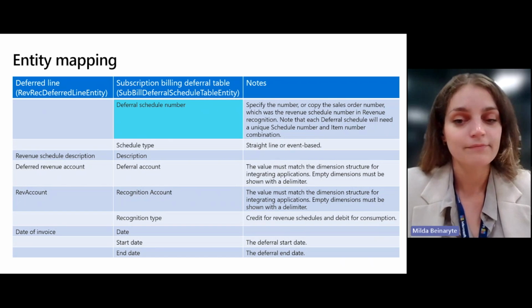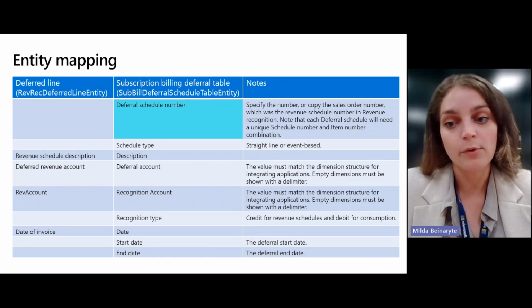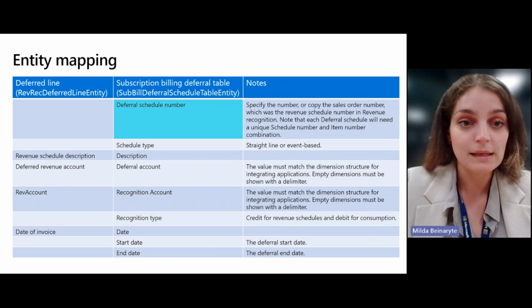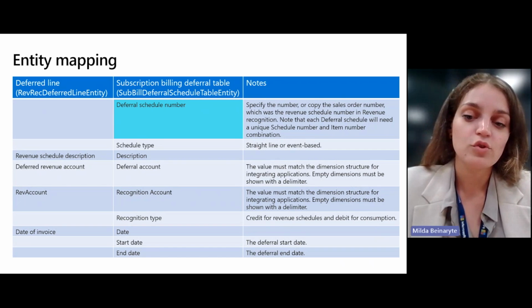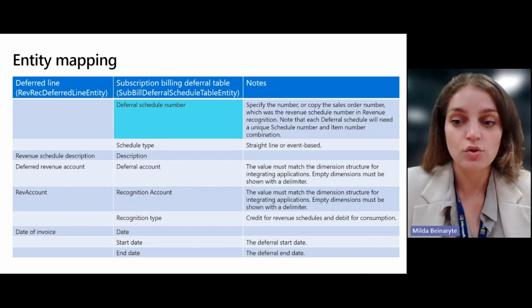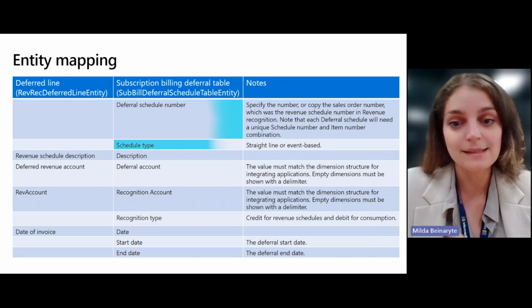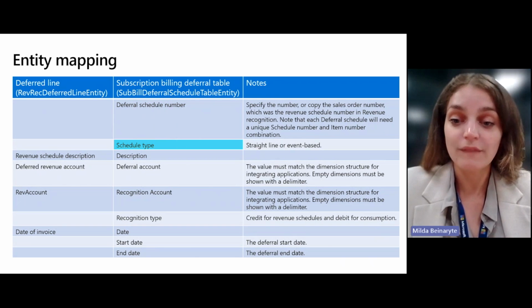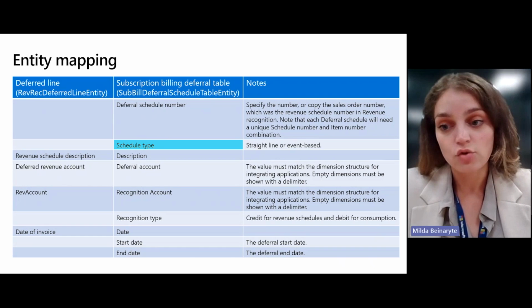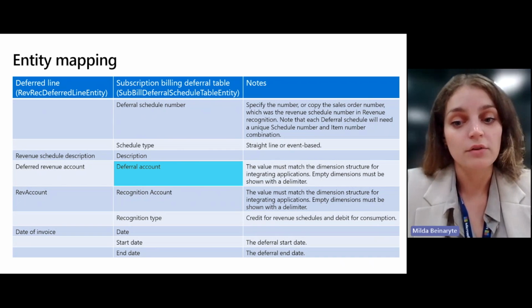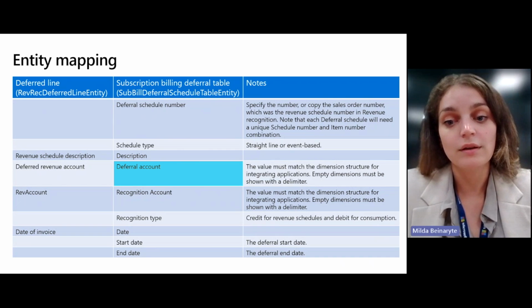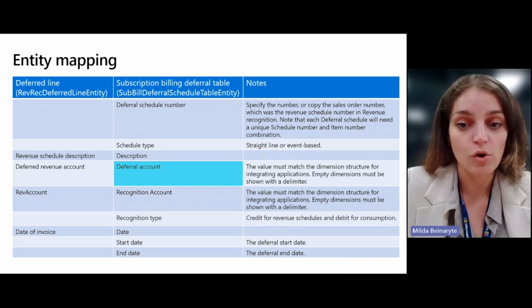Deferral schedule number, this is the unique number or copy of the sales order number, which was the case in revenue recognition module. And we should just know that each deferral schedule will need a unique schedule number and item number combination. Schedule type, this could be straight line or event based, and we discussed different schedule types in our previous Tech Talks. Description, and then we move into deferral account, which would be equal to deferred revenue account in RevRec deferred line entity in revenue recognition module.